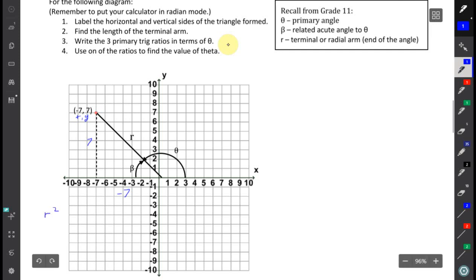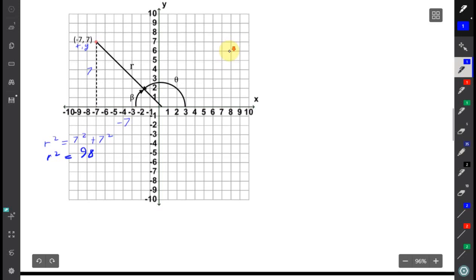So R squared is equal to 7 squared plus 7 squared. R squared is equal to 49 plus 49, that's 98. So R is equal to the square root of 98. Remember that when you do a square root, we need to make sure that we've simplified it.